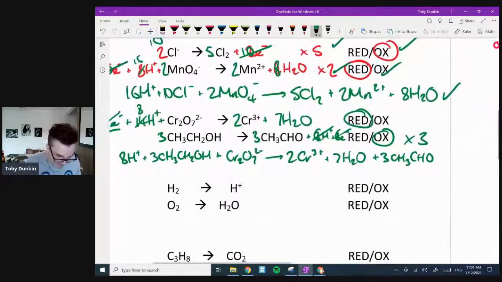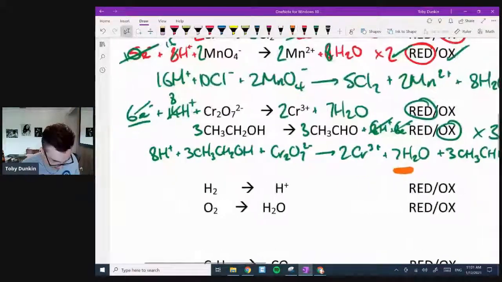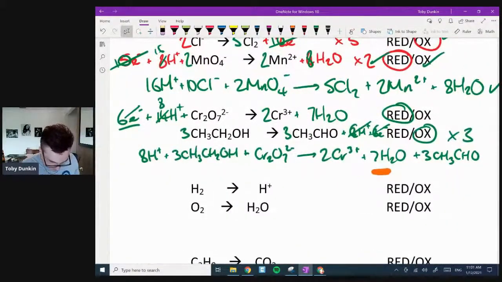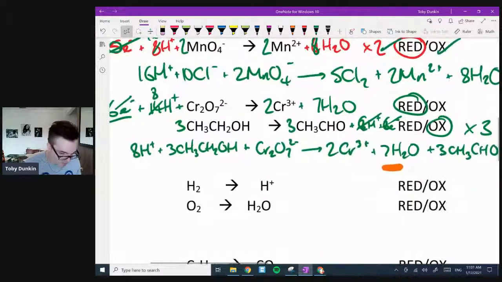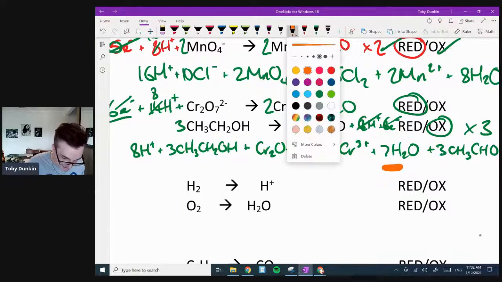Let's check to see if it balances. So hydrogens: 8 plus 6, 14. Oh no, 7 times 2, have I made a mistake? I've definitely got it, I haven't multiplied it by 3. You see, this is all good practice, this.